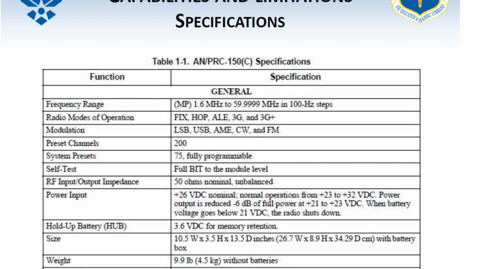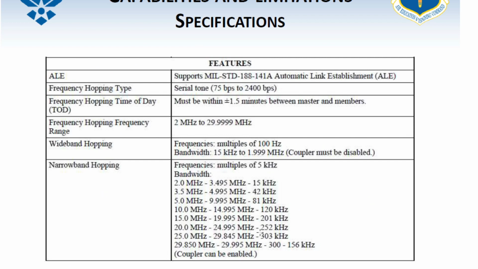What can you guys tell me happens to the radio? At what point does it shut down when I don't have enough power? Let me ask that question again. When does the radio shut down when I don't have enough power applied? How many volts can I operate on still? Looks like 21. Okay, what happens when you go below 21? All right, what happens in the 21 to 23 range? Output is reduced 6 dB.